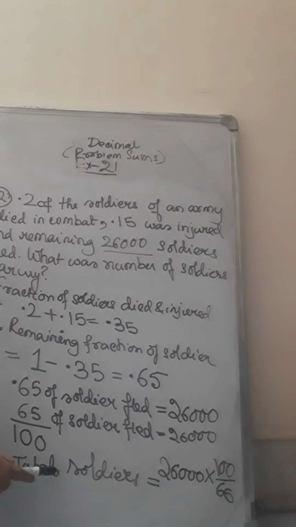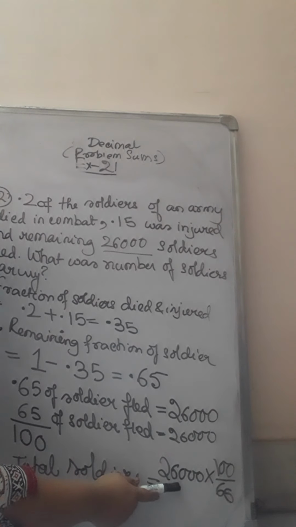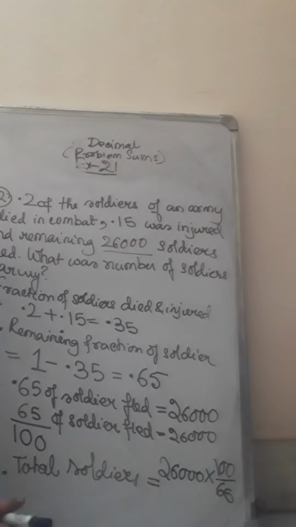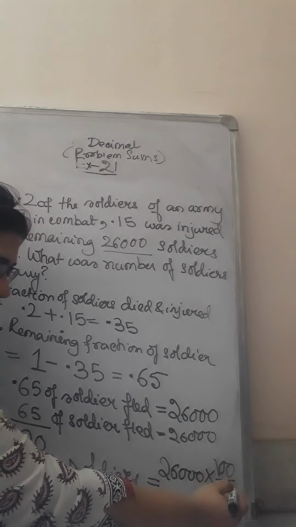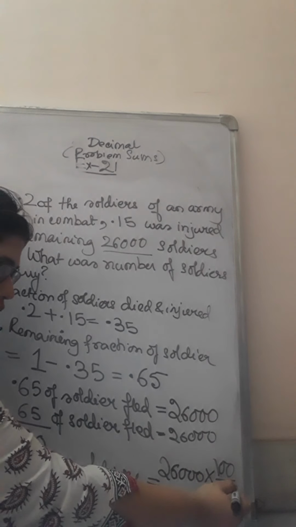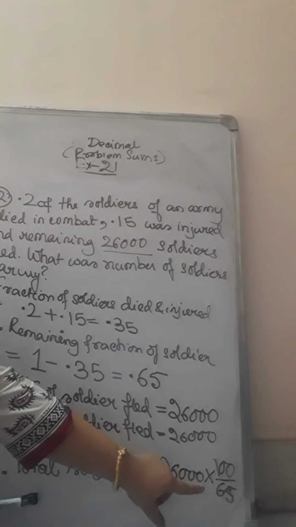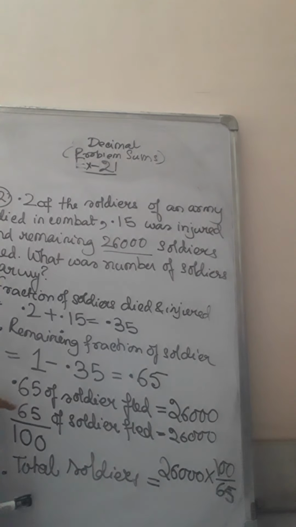So whenever the required value is more than the given value, as the total soldiers we are finding will be more than the remaining soldiers that we have now, we have to multiply with a greater-than-one fraction. So 100 by 65 we will multiply it with. How are we getting that? We are just changing this fraction because our required value is more. Multiplying with a greater fraction means the numerator should have the greater value. So we are taking the reciprocal of it.